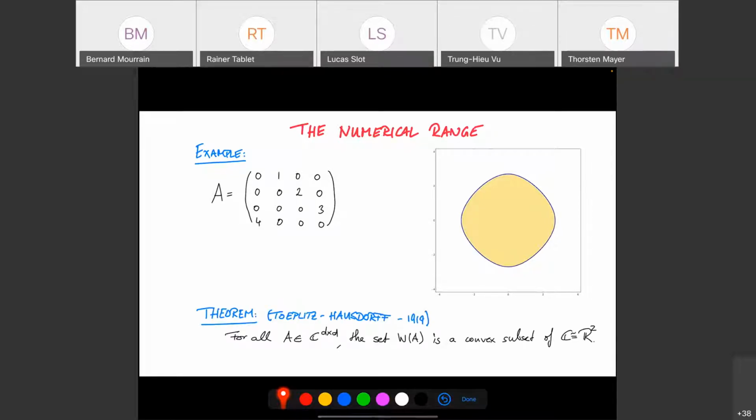So first, you might have noticed that this yellow set is convex. That is in fact not a coincidence, but always true. So that is a theorem that goes back to Toeplitz and Hausdorff in 1919. No matter which complex D by D matrix you take, the numerical range of the matrix is always a convex subset of the complex plane. It's a non-trivial theorem. It's very nice. This fact will fail in higher dimensions for the generalizations that we will consider.